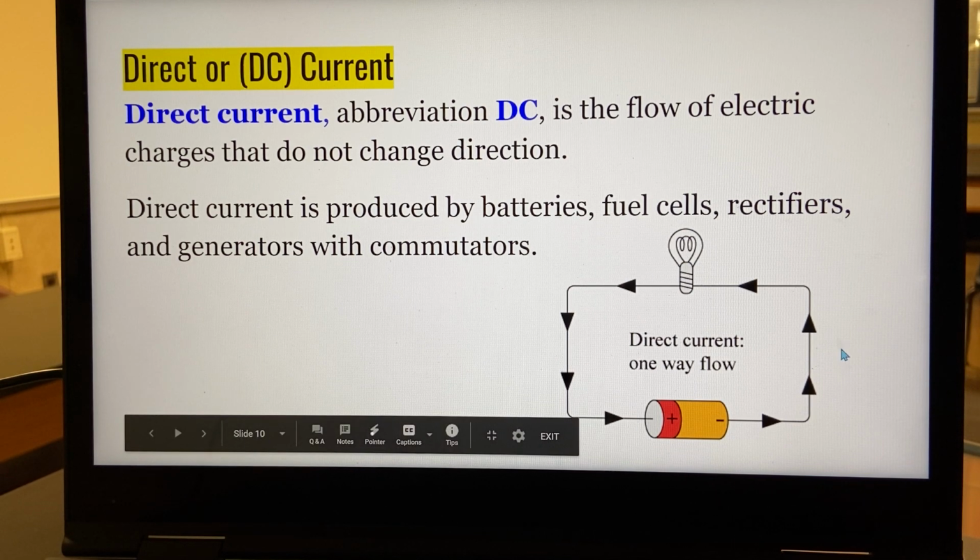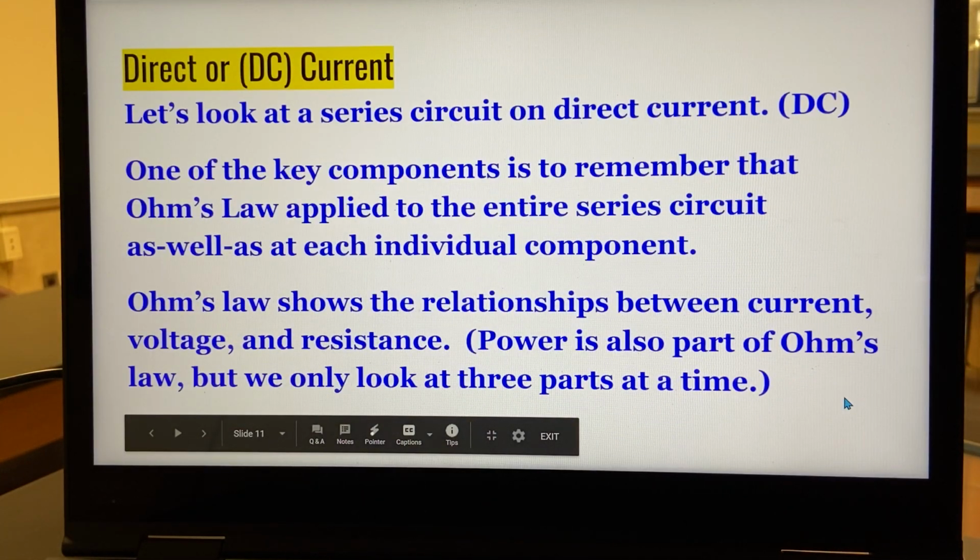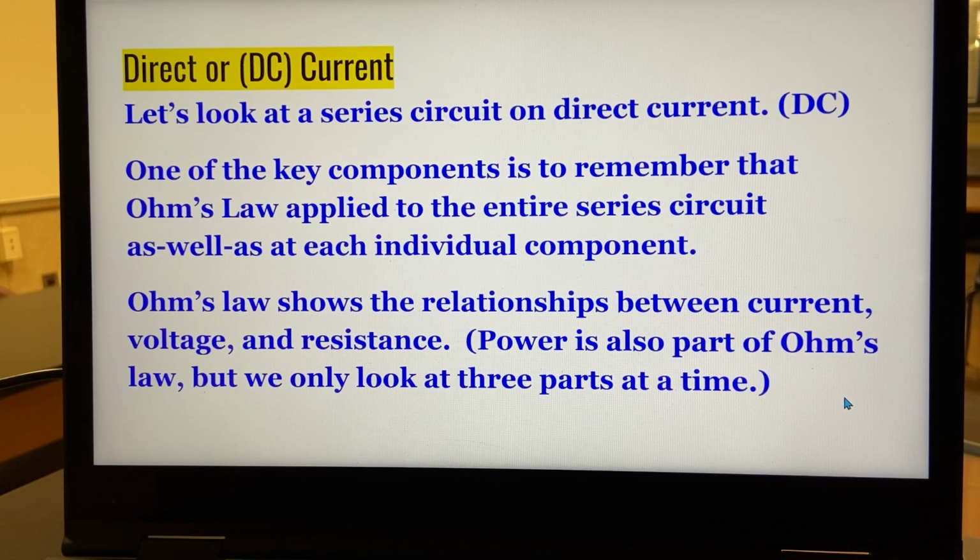And in this little diagram, we have a battery. And right now, these arrows are actually showing the flow of electrons. If I wanted to demonstrate the flow of current, all of the arrows would be facing the opposite direction. Let's look at a series circuit on a DC current.